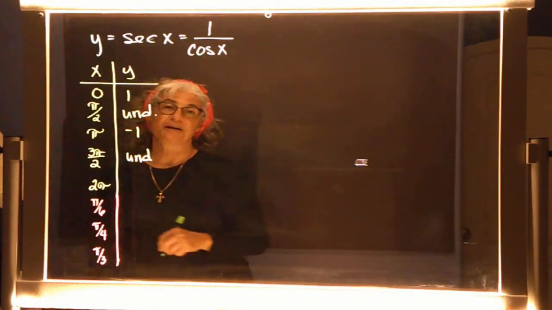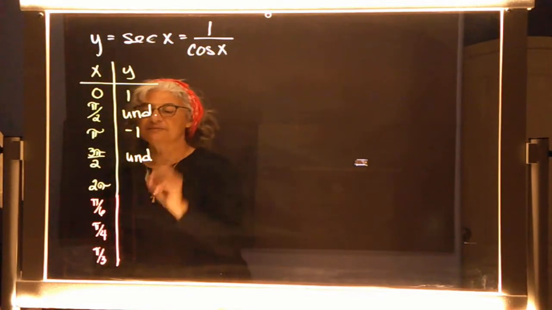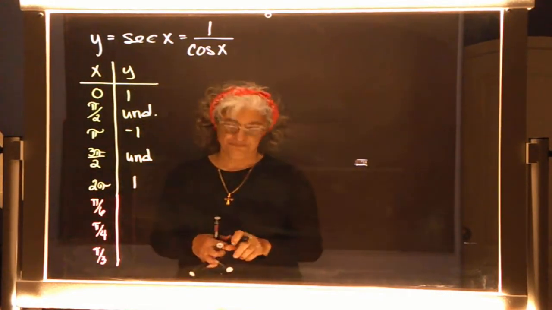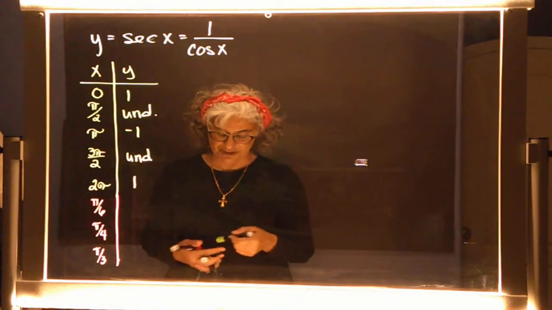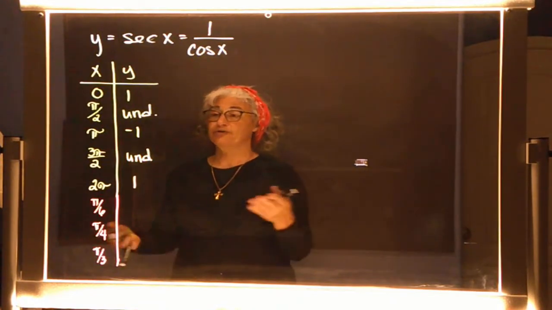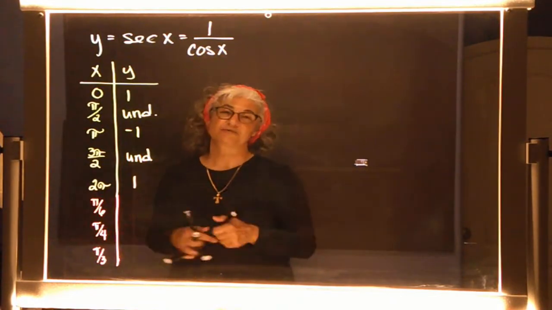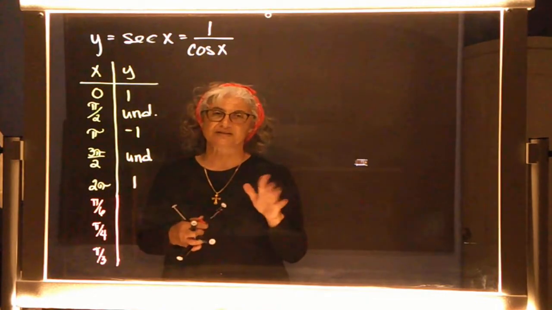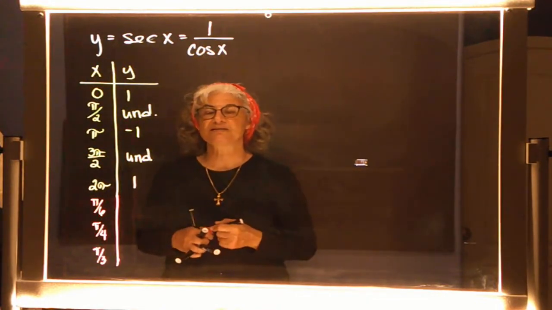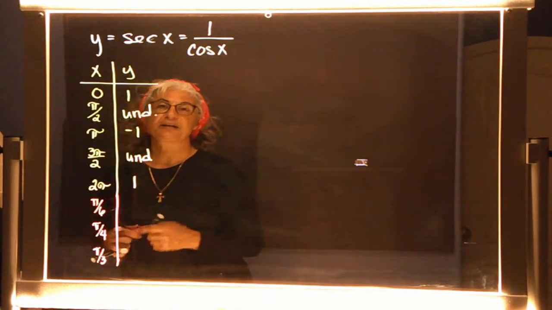And back to 2 pi. 2 pi is the same as 0, so I'm going to get a 1. So here's the deal. One more time, I've got like 3 numbers to work with. That's great. And a bunch of undefineds. Actually 2, but still that's enough. So I'm going to pull in some other first quadrant angles to help me out.